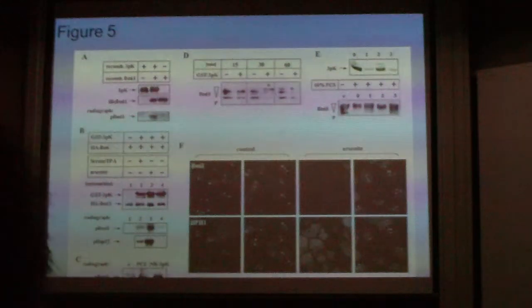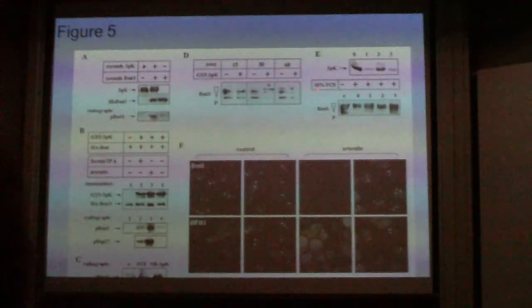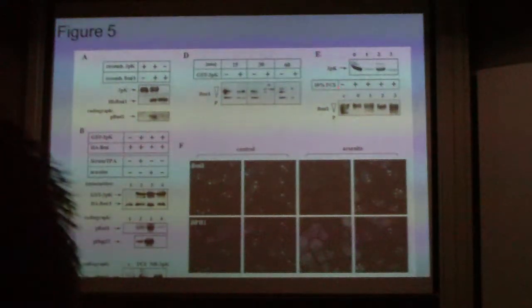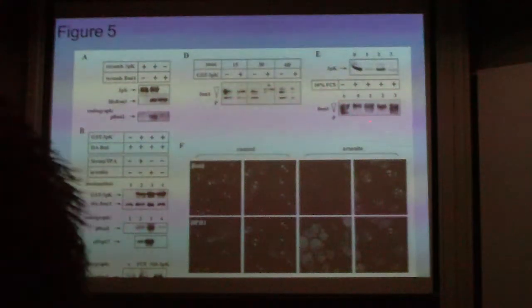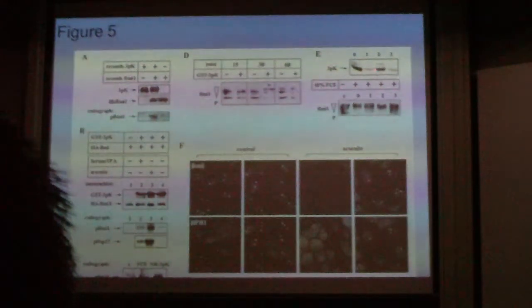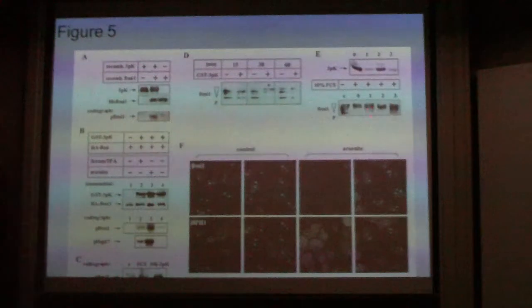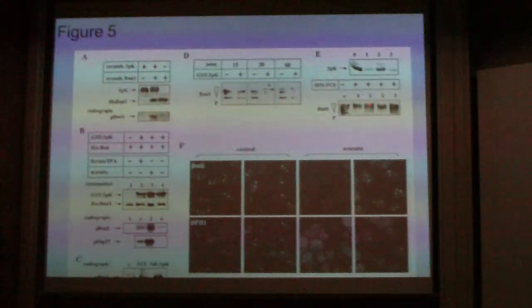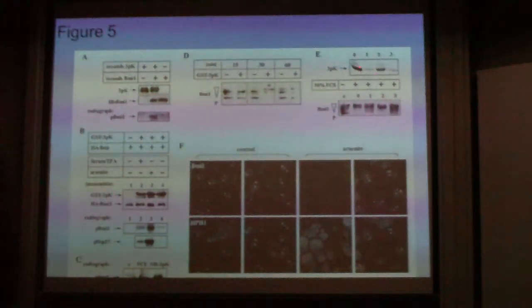Because you can see that if you now look at BMI in cells that are stimulated with serum, growth factors, wherever 3PK is missing, there's progressively less phosphorylation of BMI. And when 3PK is there, you see that BMI migrates higher. All right? And here you see the same thing.